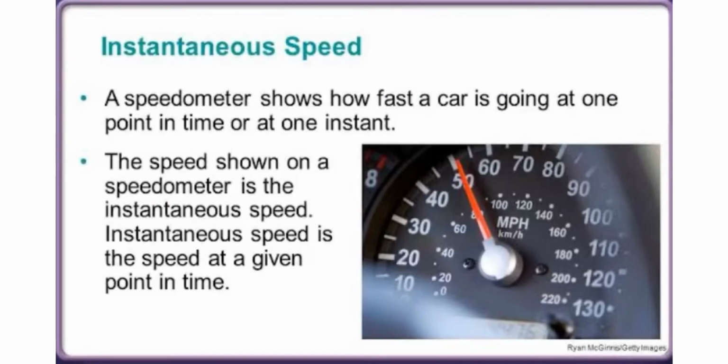So students, here you can see that the speedometer of a car is shown and the speed of the car at that particular instant is 50. So the instantaneous speed is 50 km/h. A speedometer shows how fast a car is going at one point in time, or at one instant. The speed shown on the speedometer is the instantaneous speed, and it is the speed at any given point of time.